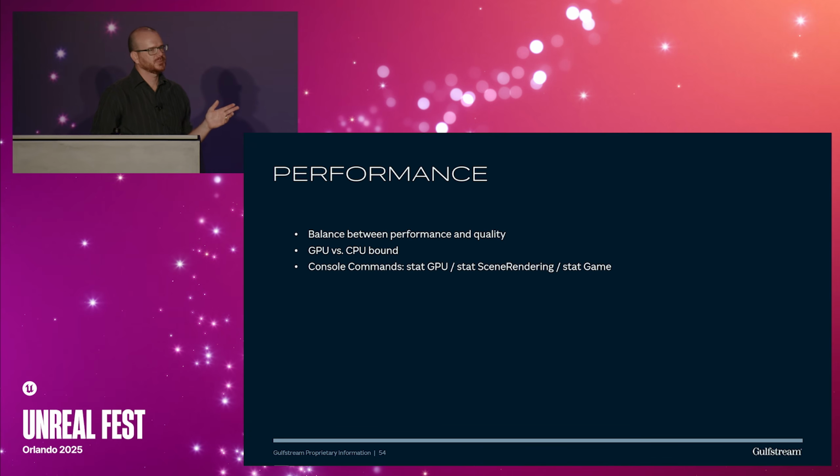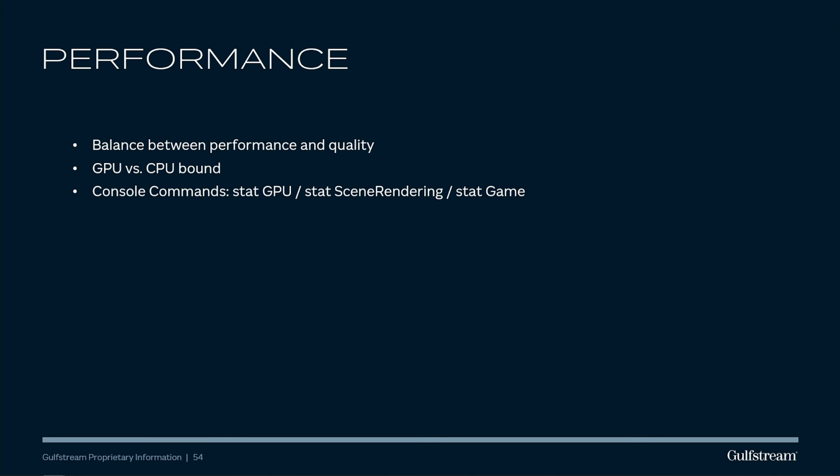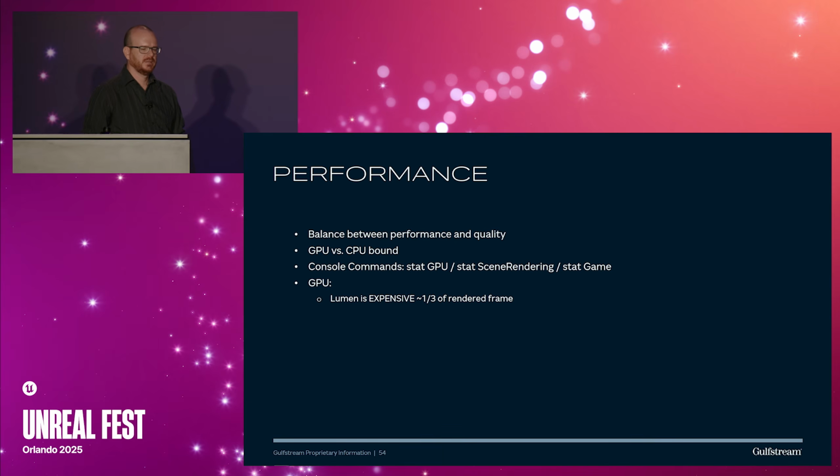Here's just some basic console commands if you're not aware of them. These will help you to very generally see what the GPU and the CPU are doing, what the render thread is doing. So some of the issues we found on the GPU: Lumen is pretty expensive. It was about 1/3 of our rendered frame. Now, depending on what you're using this for, when you go to, for instance, the outside of the aircraft, it tends to not be quite as expensive as the inside of the aircraft. When you've got a long, narrow tube, we've always had difficulty rendering that. It's always much more expensive than certain other things you could render.